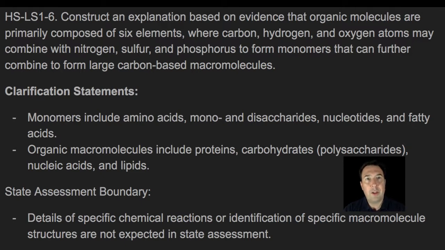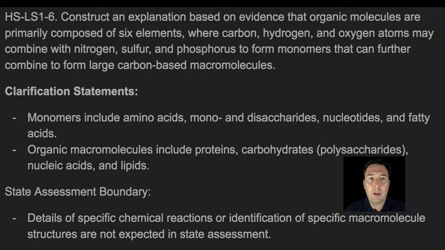All right, so what we've just done is we've constructed an explanation based off of evidence that organic molecules are primarily composed of 6 elements, and those are carbon, hydrogen, oxygen, nitrogen, sulfur, and phosphorus. And again, carbon, hydrogen, and oxygen are going to combine first and form our initial backbones, and then nitrogen, sulfur, and phosphorus are then going to be added on, particularly when we look at our proteins and our nucleic acids. And then when we have those building blocks, they can form large complex carbon-based macromolecules, and those are our polymers.